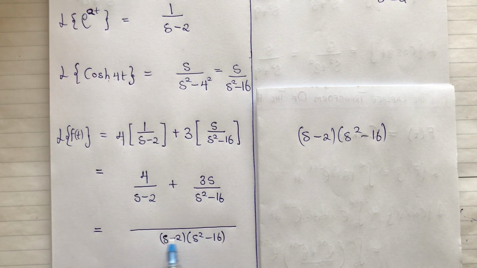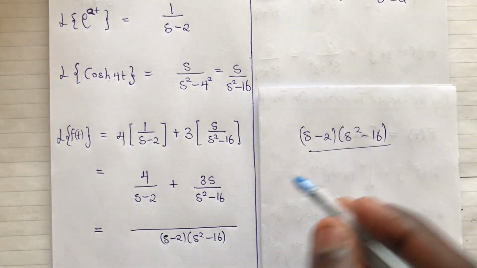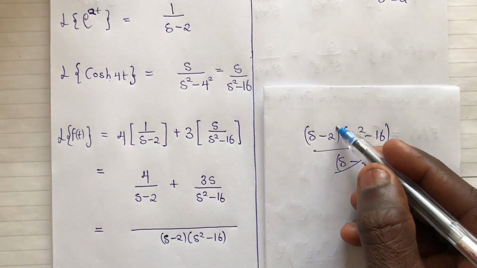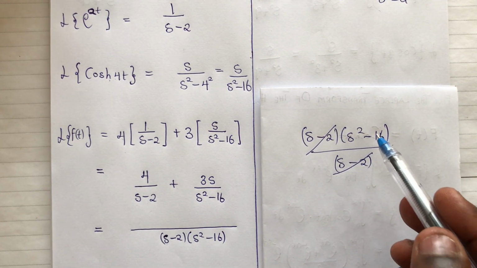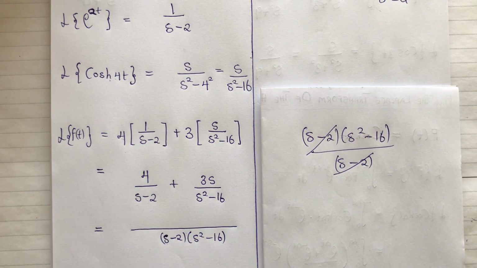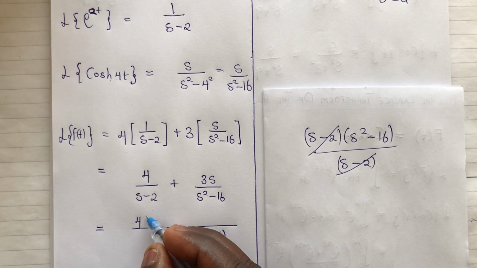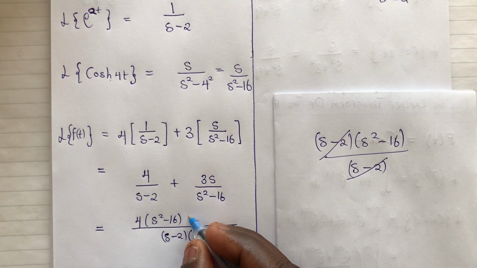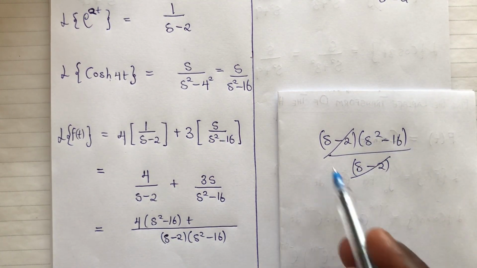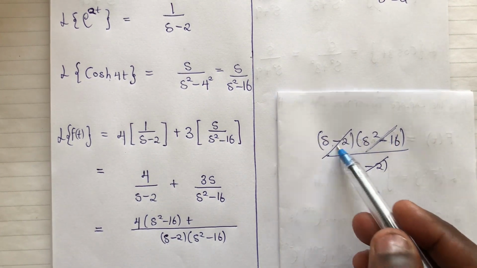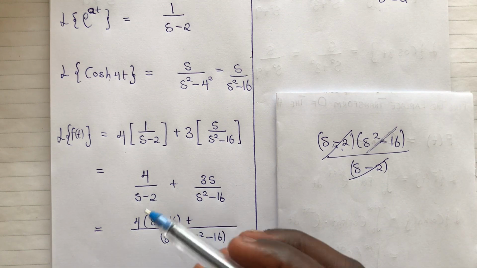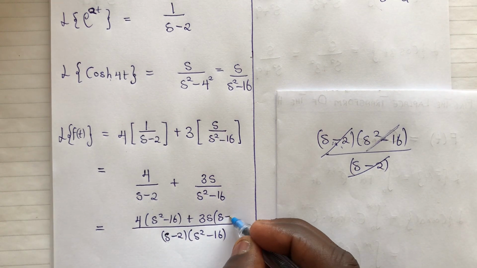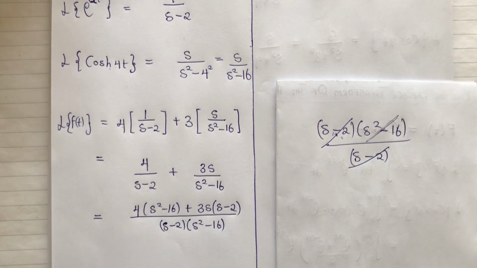Since we are finding the LCM, starting from here, I will just divide the whole result by s minus 2. Okay, now this will cancel this, we are left with this one. So now we pick this result, we use it to multiply 4, which is the numerator. So we have 4 multiplying s squared minus 16, then plus, we put it here. Then we do the same thing for this function. It will cancel this one out, we are left with this side. We use it to multiply. So we have 3s times s minus 2. Okay, so that is it.